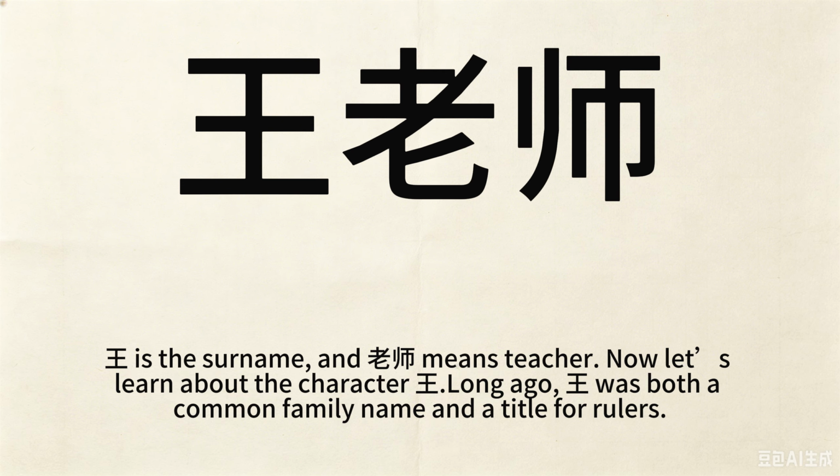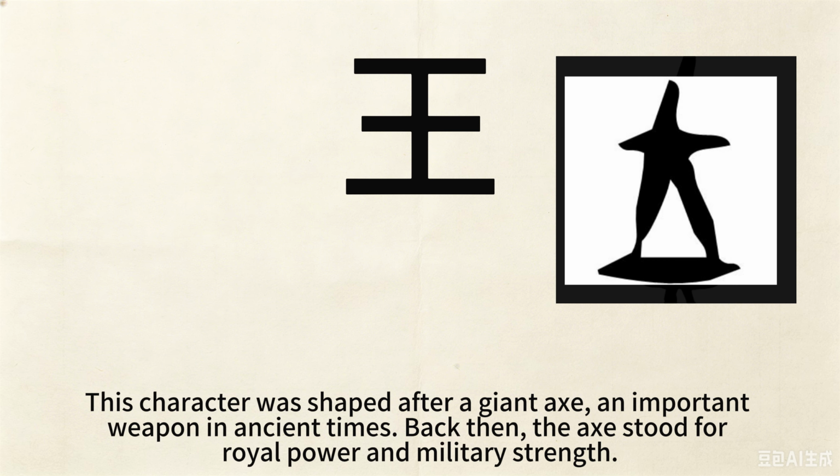Now, let's learn about the character 王. Long ago, 王 was both a common family name and a title for rulers. This character was shaped after a giant axe, an important weapon in ancient times. Back then, the axe stood for royal power and military strength.